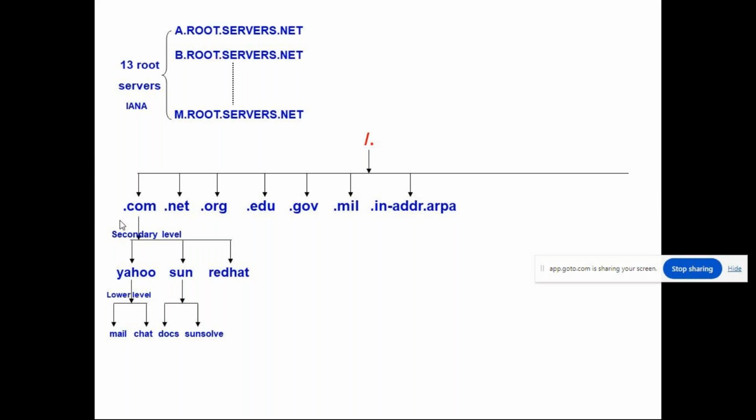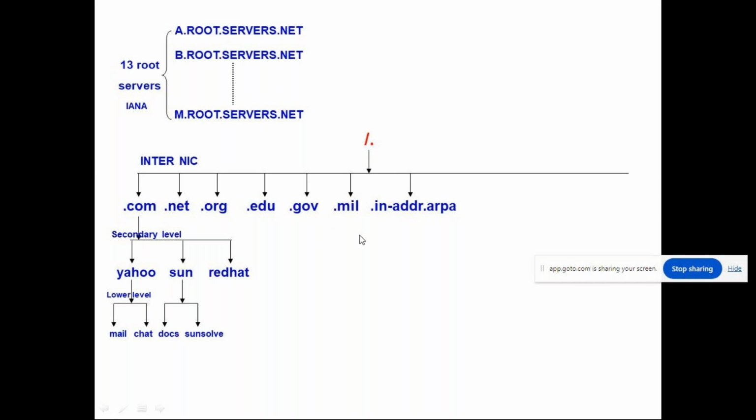And top level domains are maintained by NIC. NIC stands for Network Information Center. So there are 13 root servers. Why are there 13 root servers? Because of 13 top level domains. Each top level domain is maintained by one root server. Tomorrow if you want to add one more top level domain, first add one root server, then add the top level domain.